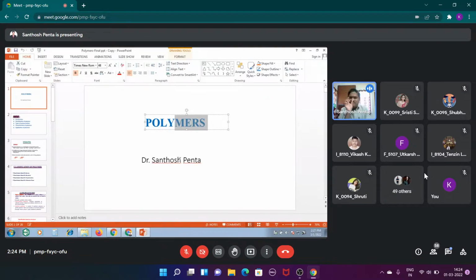What is the definition of polymers? Polymers means poly, many, mer, units. That means many units. So the small units join together and produce the bigger molecule. Such types of molecules are called polymers, and such types of reactions are called polymerization reactions.